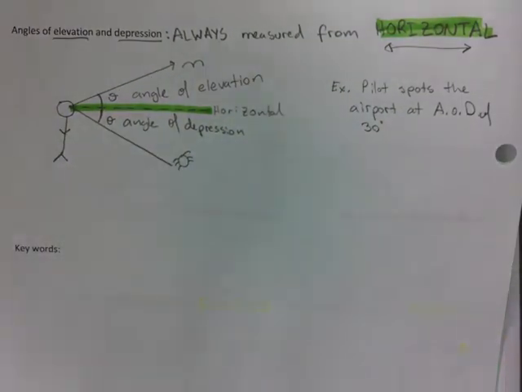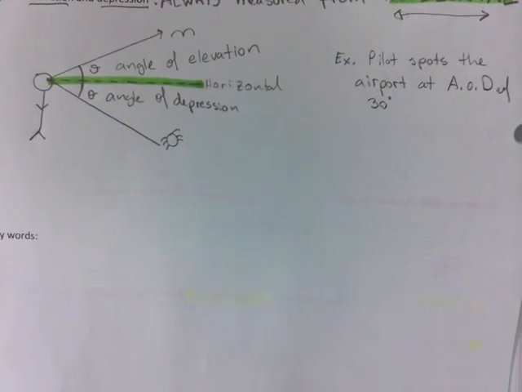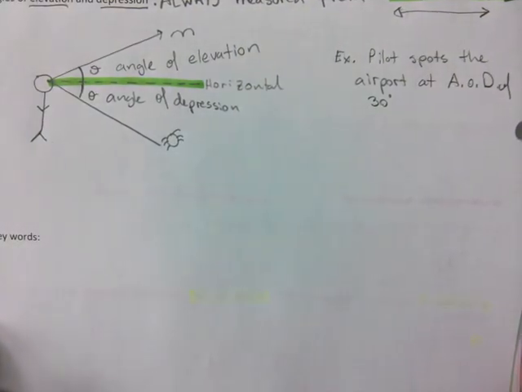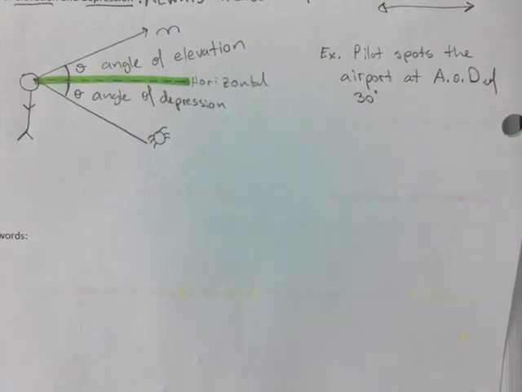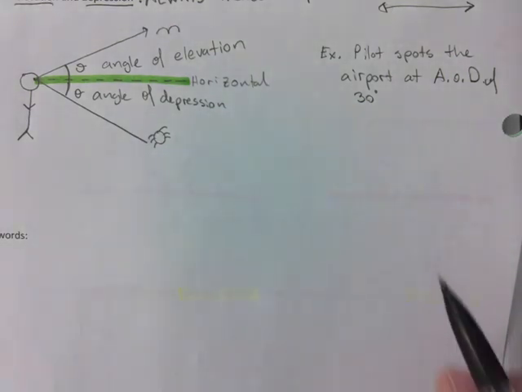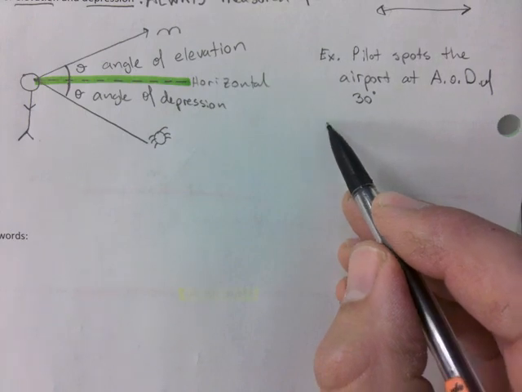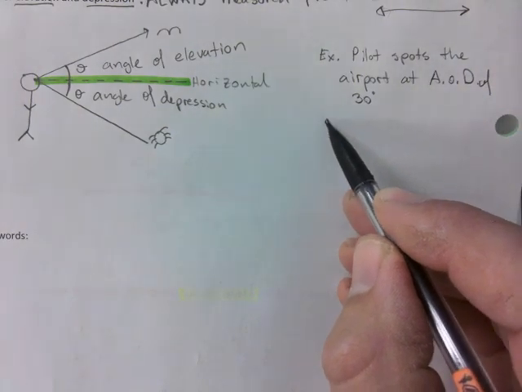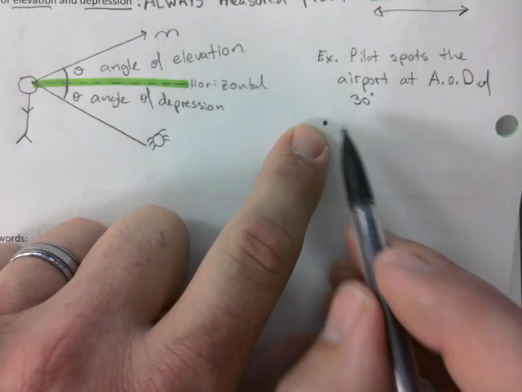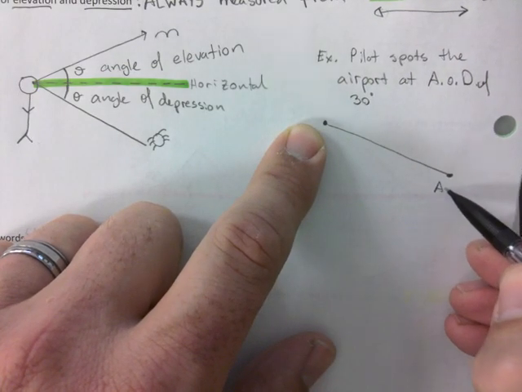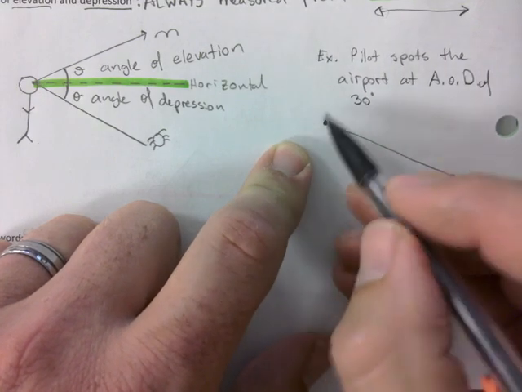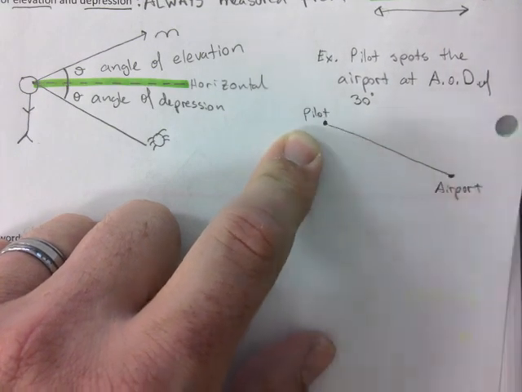Can we zoom in? I'll try a little bit so that everything is still visible. So let's say a pilot spots an airport at an angle of depression of 30 degrees. How would you sketch this triangle? I'm not going to pretend to draw an airplane because it's going to be bad. But let's imagine this is the pilot up here, and the pilot is looking out and spotting the airport. So airport, pilot. That's something you should be able to wrap your head around.